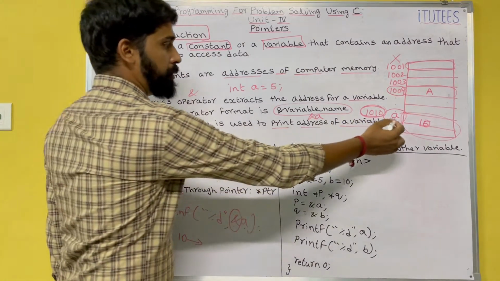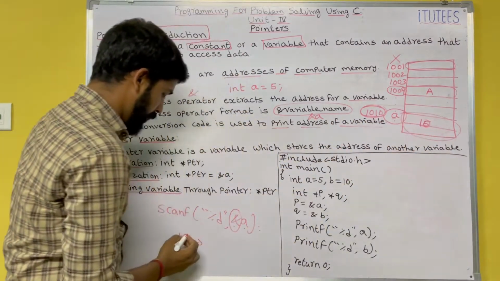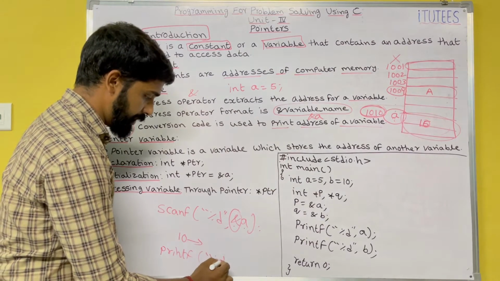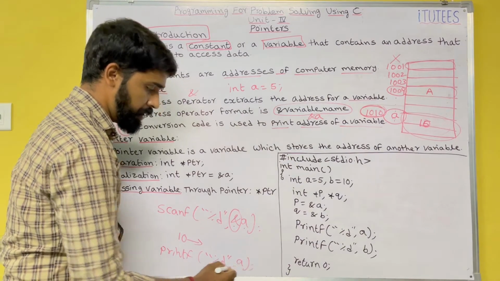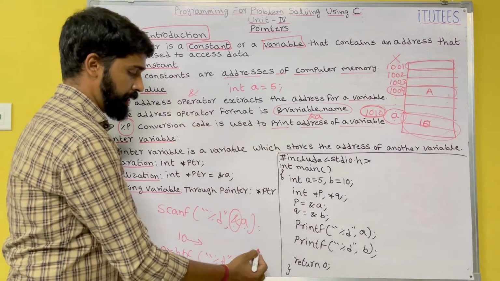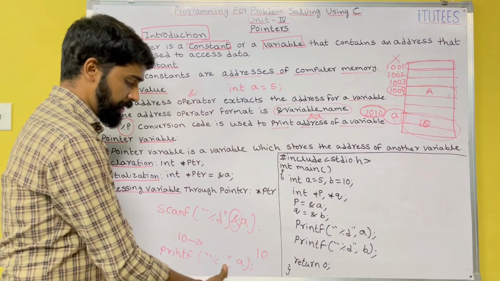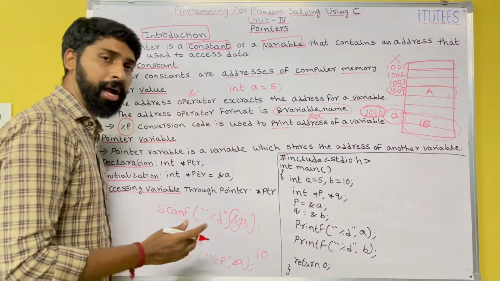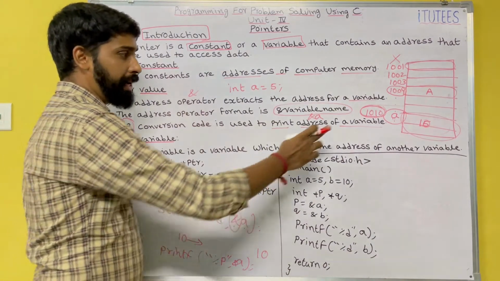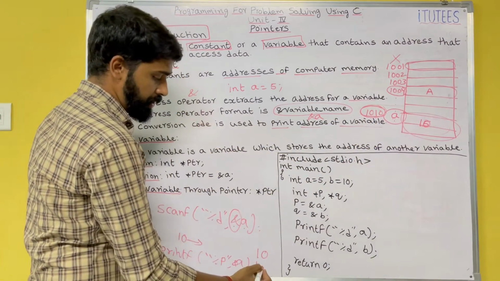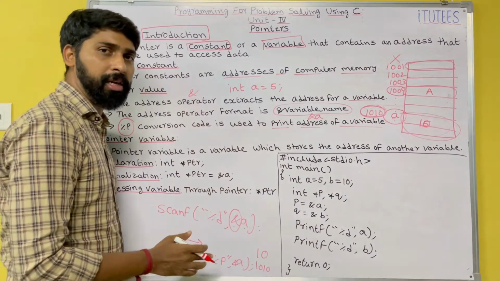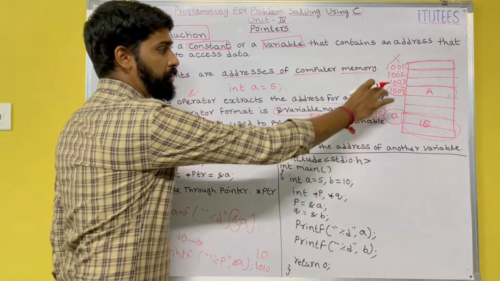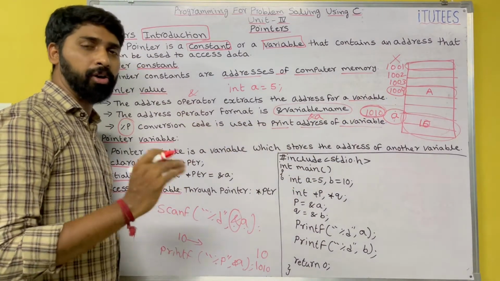For example, take the same case. If I am printing printf("%d", a), what does it print? The value of a, 10. In the place of %d, I use %p, and here I give &a. Now it prints the address of a. What is the address of a? 1010. Normally in a computer system it is stored in hexadecimal format. For convenience, here we are using numbers like this. I hope you all understand.